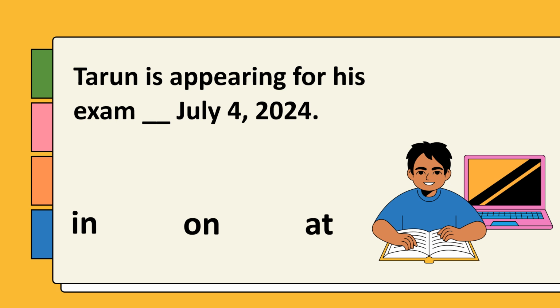Can you read with me? Tarun is appearing for his exam dash July 4, 2024. Dear children, now with the year and month, the date is also given to you. It's July 4. So that's why we'll use on, because we have a specific date. Clear?